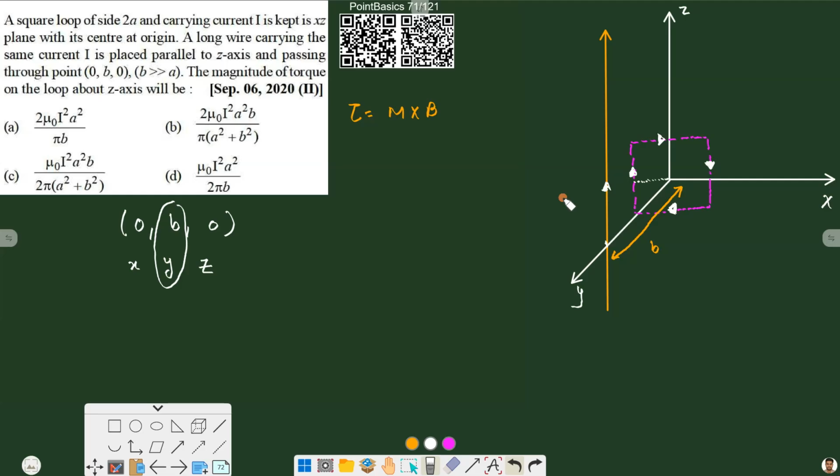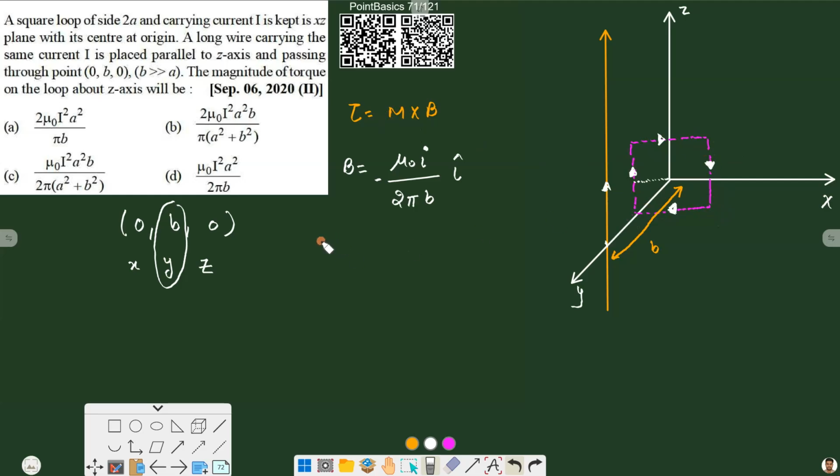With the help of the right hand screw rule, we can find the direction. As it is an infinite conductor, the magnetic field B will be mu naught I by 2 pi times the distance, that is b, into the direction, that is minus i.